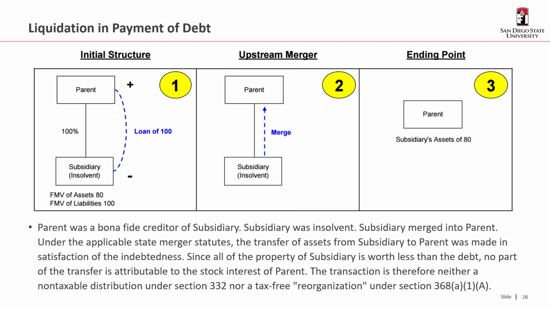made in satisfaction of the indebtedness, which recall that is a realization event, which means you treat it as a sale. Since all the property of the subsidiary is worth less than the debt, no part of the transfer is attributable to the stock interest of the parent. The transaction is therefore neither a non-taxable distribution under 332 nor a tax-free reorg under 368(a), and we'll deal with the subtype A reorg in future classes. Okay, so the idea is when the transfer is made in satisfaction of the indebtedness, that's not a liquidation.